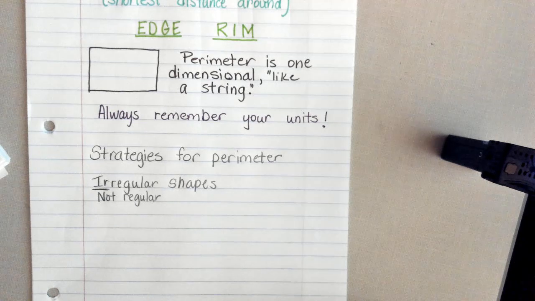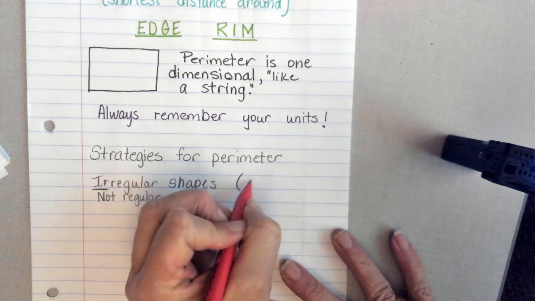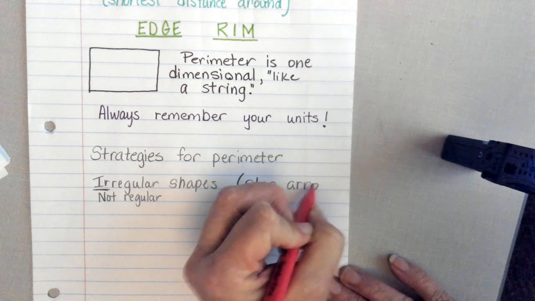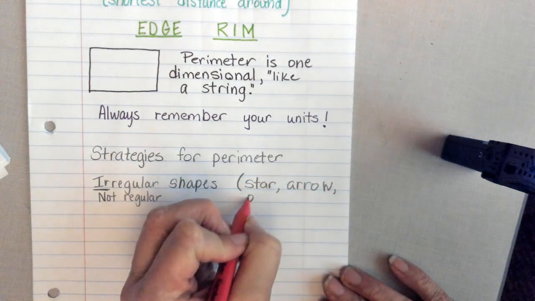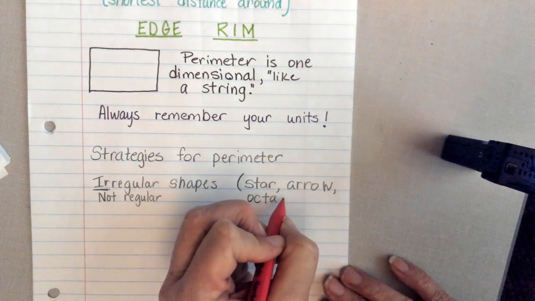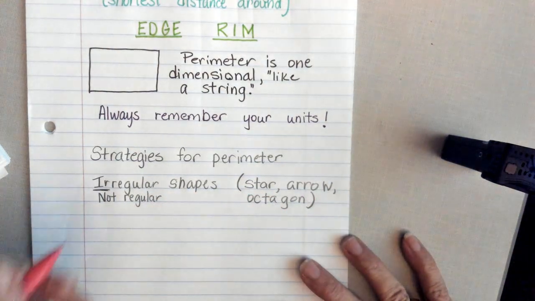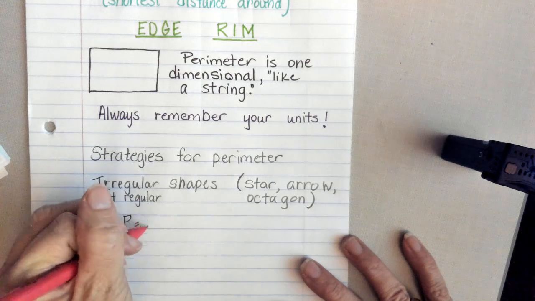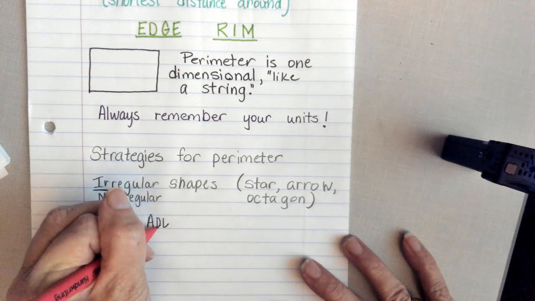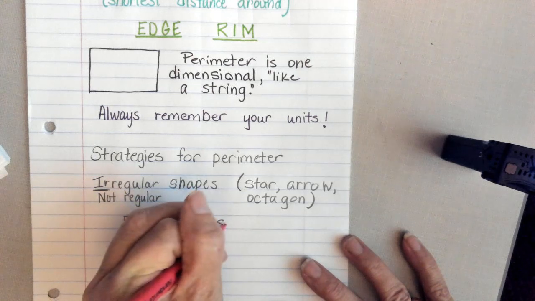None of the sides are the same. Okay? They're not equal. So when we have shapes like maybe a star, maybe an arrow, maybe even an octagon, we just add all the sides to find those measurements. I just wrote the wrong one. Add all sides, which is pretty easy.